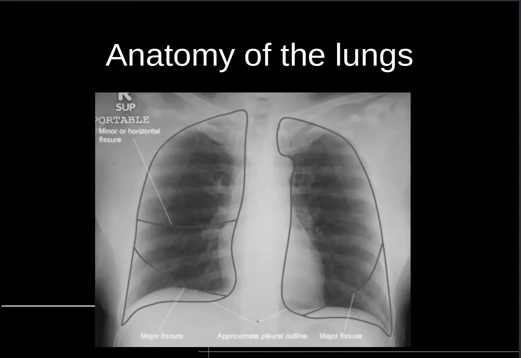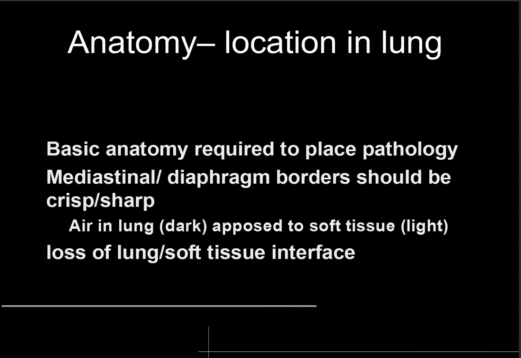So you need this anatomy, the anatomy of the mediastinum and the anatomy of the lungs, to place pathology. I mean, it's no good to just say that, you know, there's an abnormality of the lung. You should be able to say where it is.